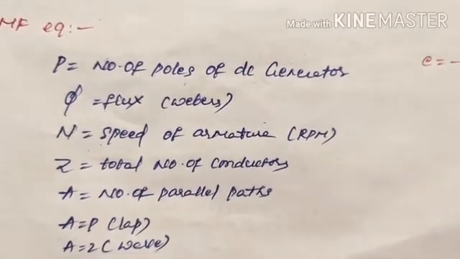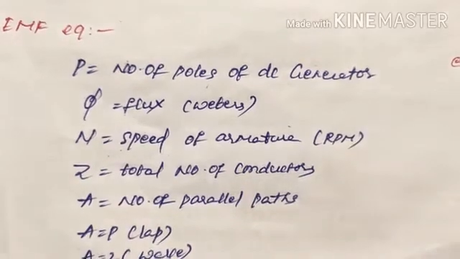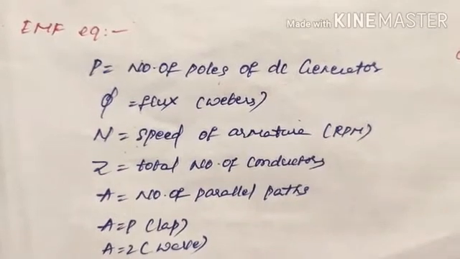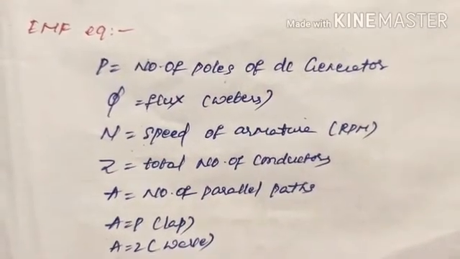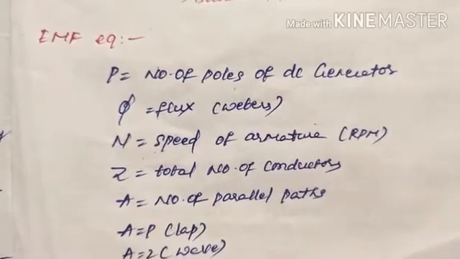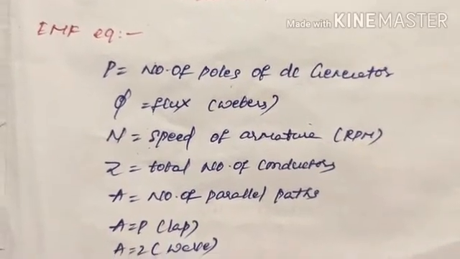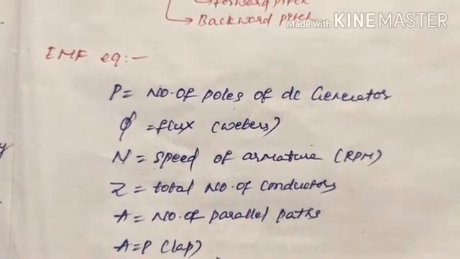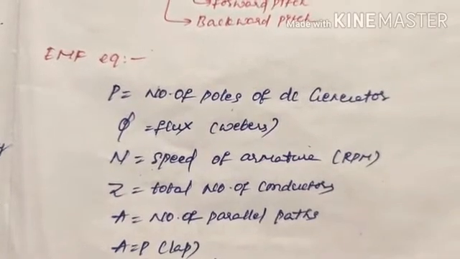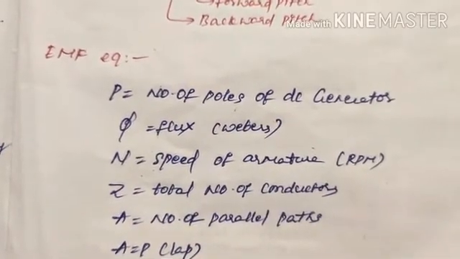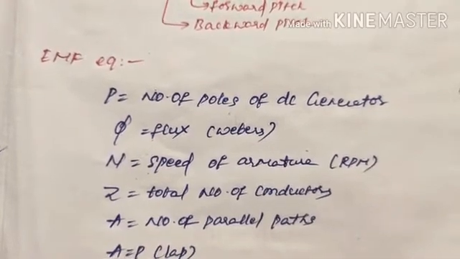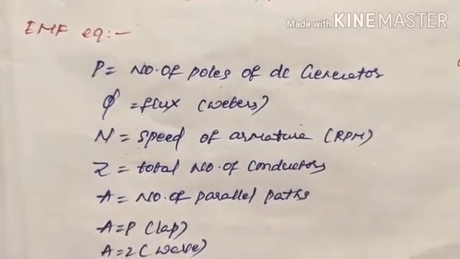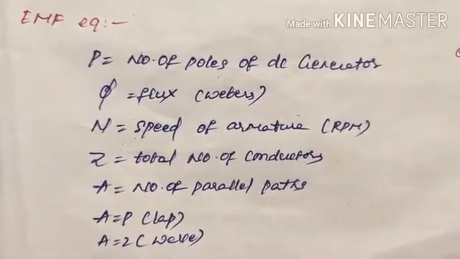What is EMF equation? EMF is nothing but electromotive force. Let us consider P be the number of poles of a DC generator and phi be the flux produced by each pole, and units for flux are Webers, and N be the speed of an armature, and Z be the total number of conductors of armature, and A be the number of parallel paths, whereas A equals P for lap windings and A equals 2 for wave windings, which I had already explained in the previous concept of armature windings, that is lap winding and wave winding.